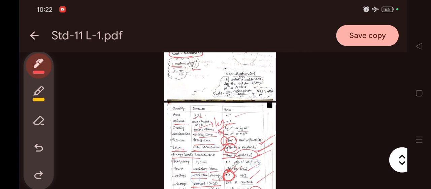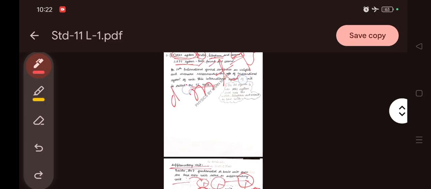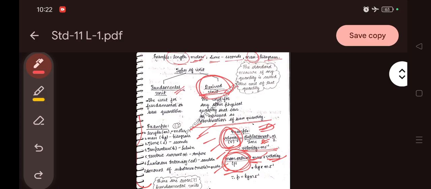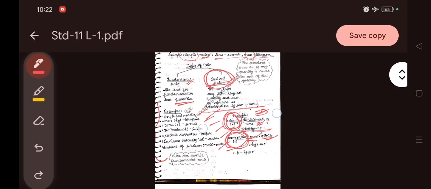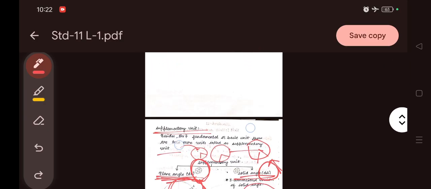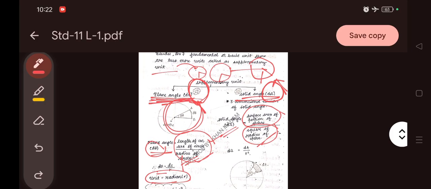So in this first lecture of our series, we have studied the concept of unit, two types of unit: fundamental units, of which there are seven, and derived units. Again, besides the fundamental units, there are two supplementary units. For 2D there is plane angle, for 3D there is solid angle. For plane angle we have a formula: length of an arc of a circle to the radius of the circle. And for solid angle we have a formula: surface area of a portion of a sphere to the square of the radius. You can consider it as a sphere.